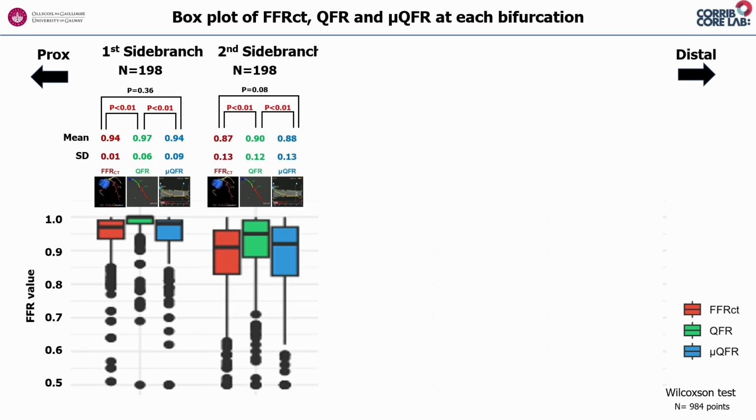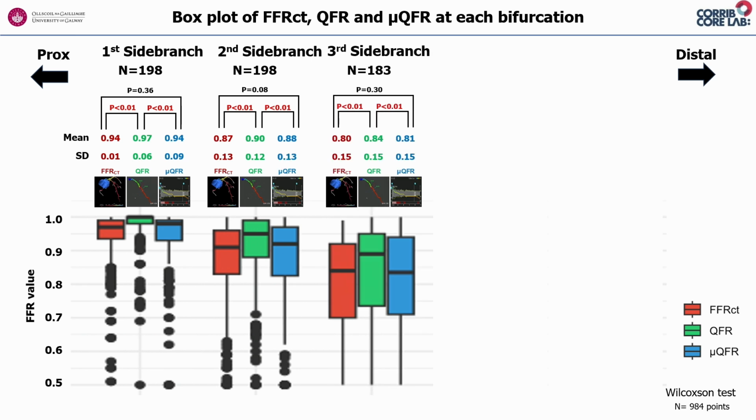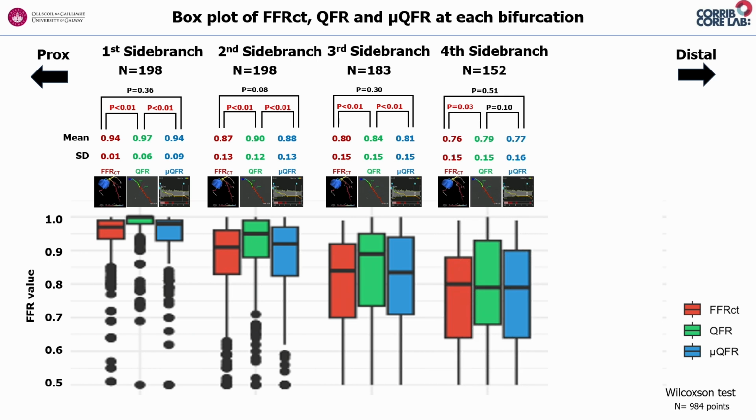The same was observed in the second level of the side branches. You can see that on average, the FFR-CT has a value of 0.87, QFR 0.90, and μQFR 0.88. The third side branch is also the same. The QFR has the highest value compared to the other two modalities of image-based FFR.